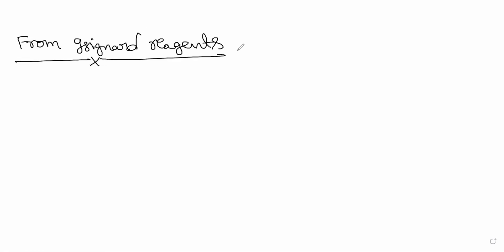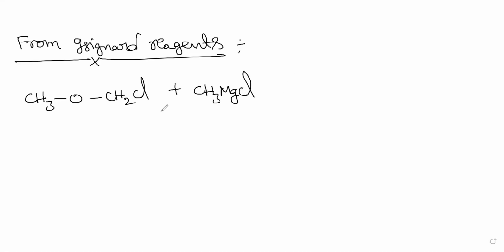Next, one more preparation is from Grignard reagents. We can prepare ethers from Grignard reagents. The Grignard reagents are a little bit different this time. We take CH3O CH2Cl, and then we add CH3MgBr. Okay, we'll take CH3MgCl, that is fine.